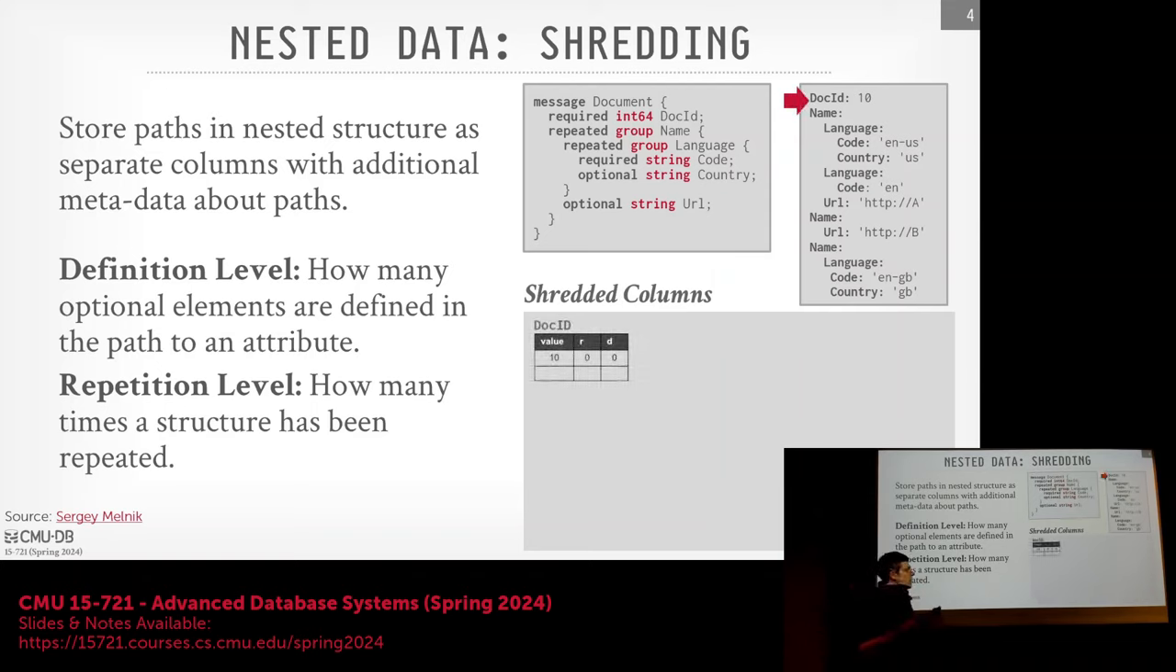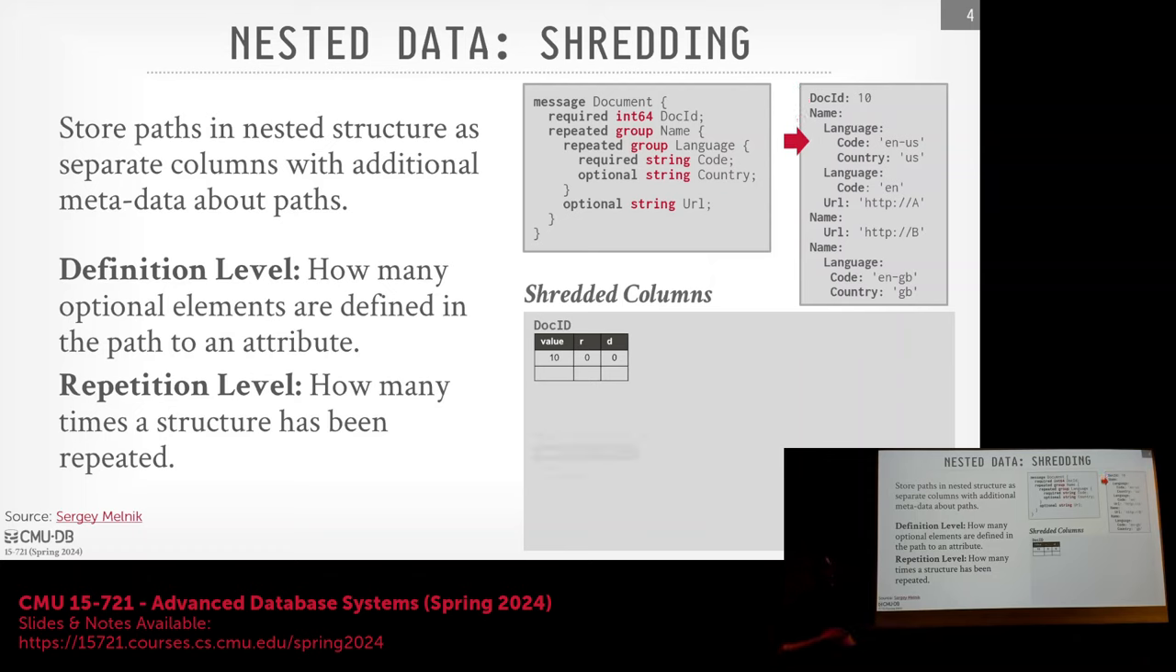So the very beginning is easy, right? We have a document ID. So we have a table that corresponds to the document ID path, that's at the root or the top of the document. So we just insert a new record there. But at this point there are no repeats before us, so the repetition value is zero, and there's nothing else in the path before us, so the definition is zero.